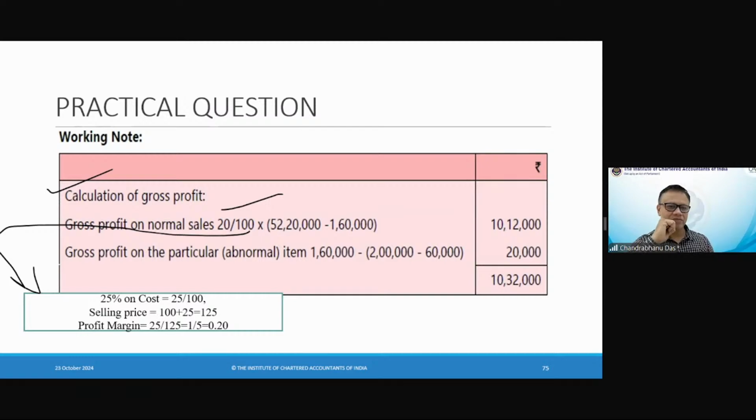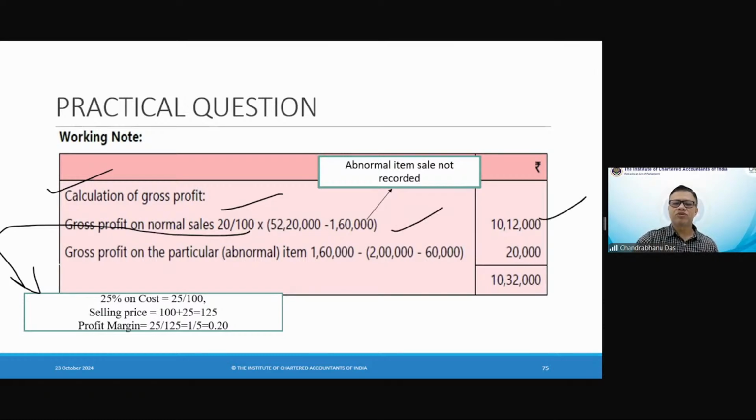abnormal item. When you don't record the abnormal item sale, 1 lakh 60,000, you deduct it from here, and you get 10 lakh 12,000 as your gross profit on the normal sales. Then, apart from this, you have also got the profit from this abnormal item, which you add separately to calculate the total gross profit, which includes the sales from normal items and also the sales from the abnormal items.